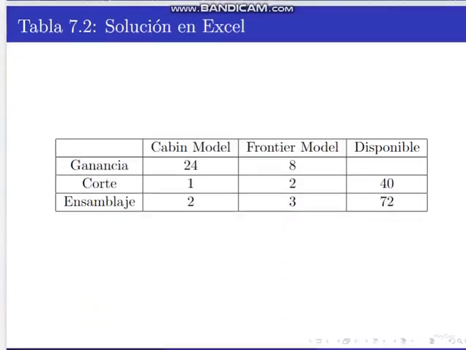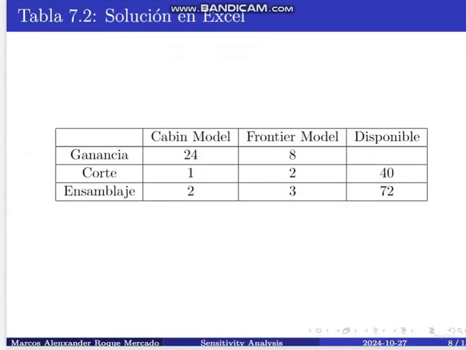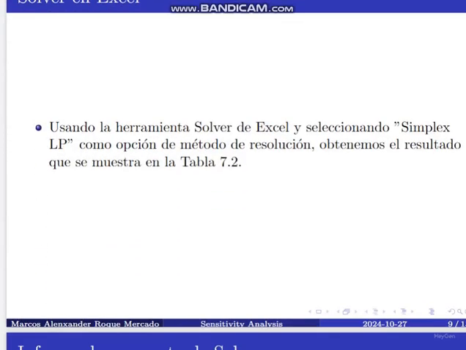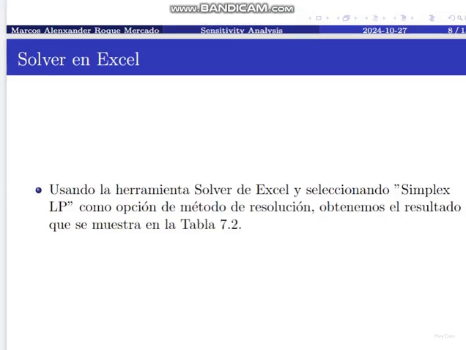Table 7.2 Solutions in Excel displays the solution we have obtained in Excel. Here we can see the optimal production allocation between the cabin and frontier models, as well as the availability of work hours in the cutting and assembly departments. And well, Solver in Excel. We use the Solver tool in Excel to solve the simplex LP.